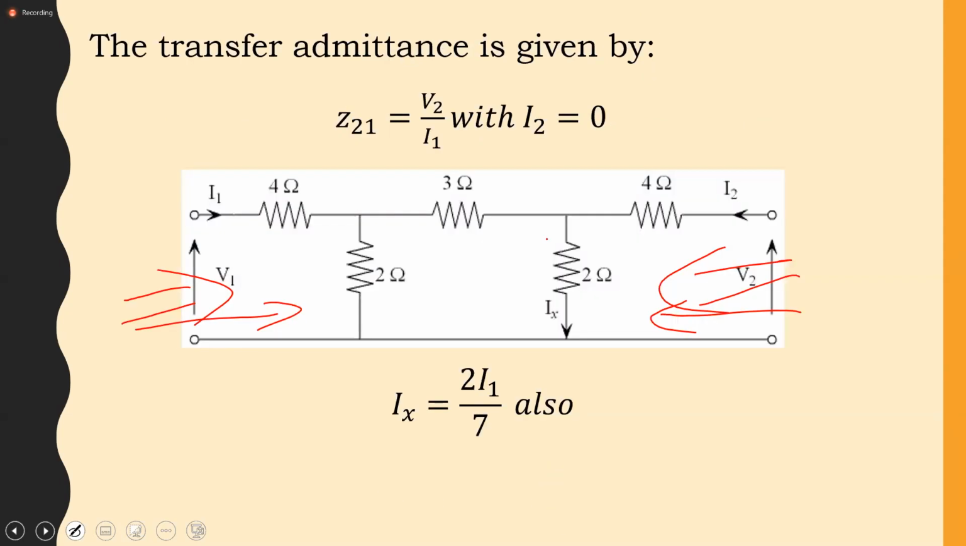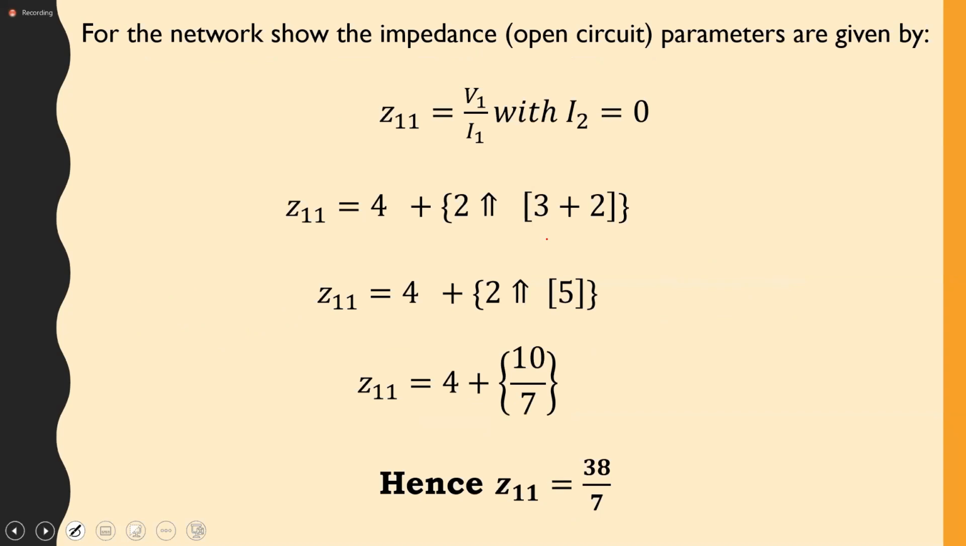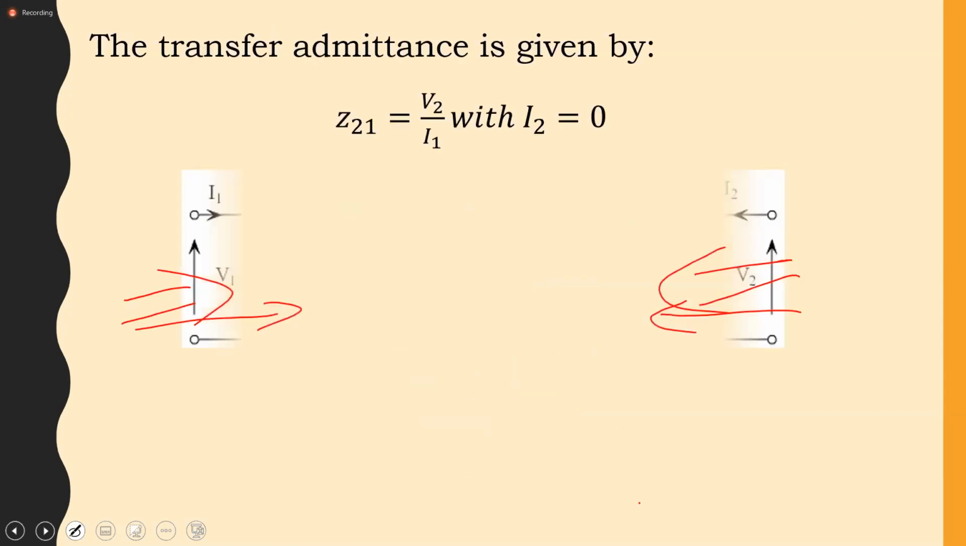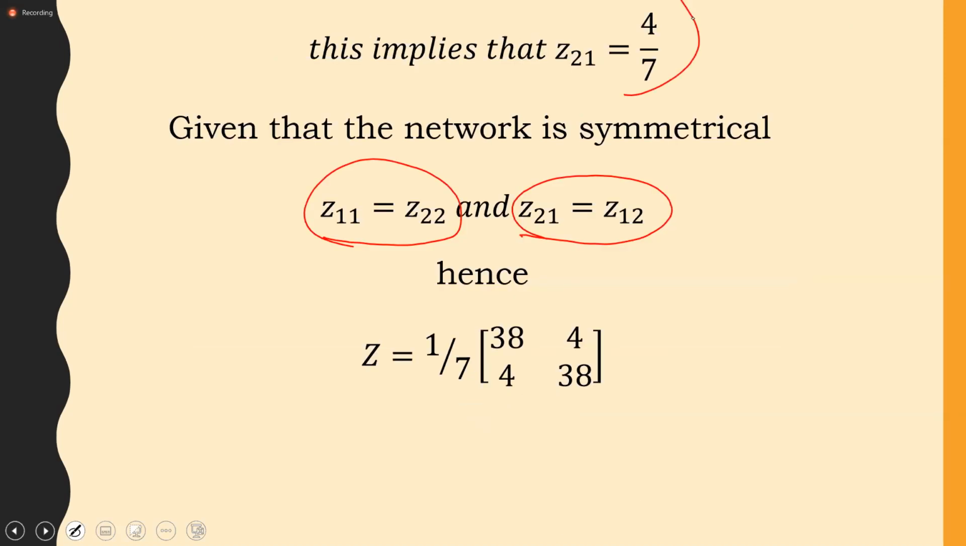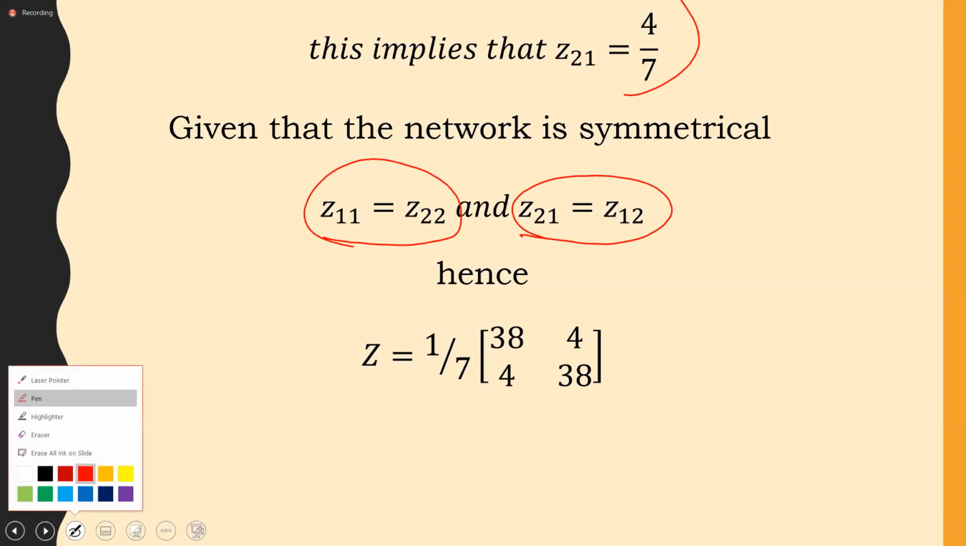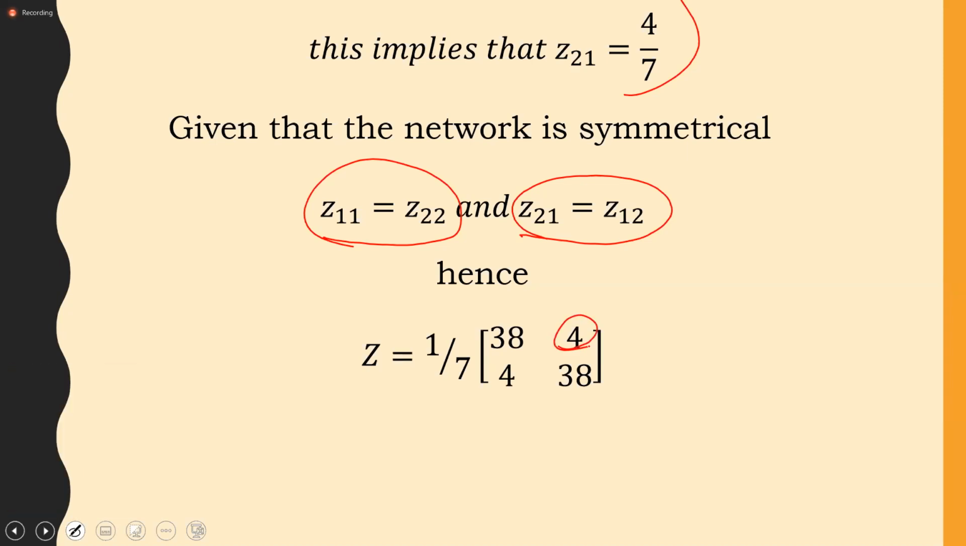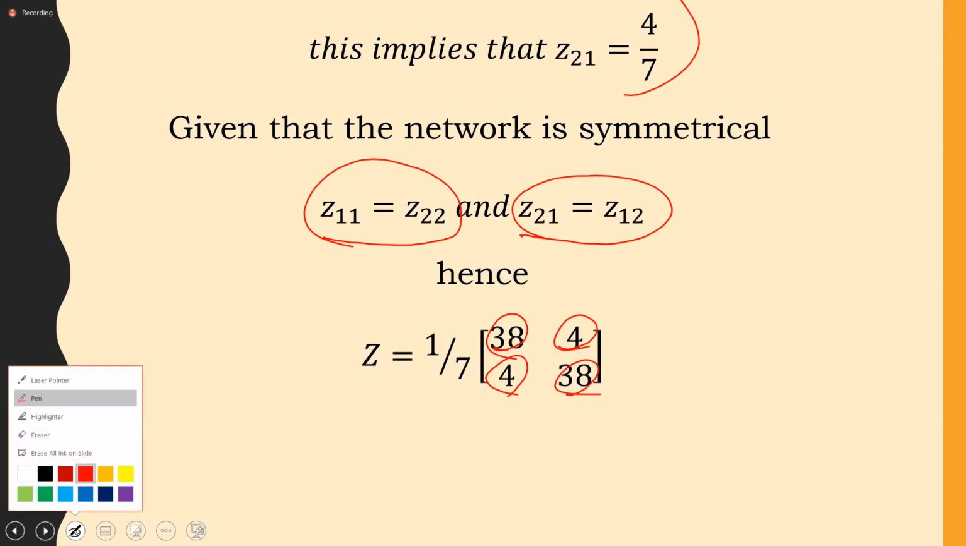And so having found Z11 as 38/7, and of course Z21 as 4/7, then it means therefore that Z12 will be equal to Z21, and Z11 is equal to Z22. So this would be my impedance matrix.